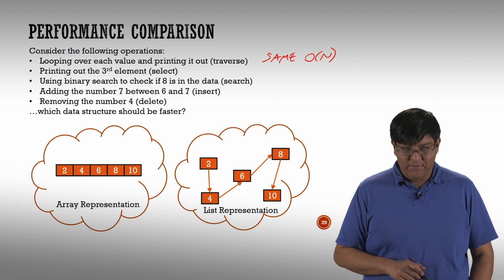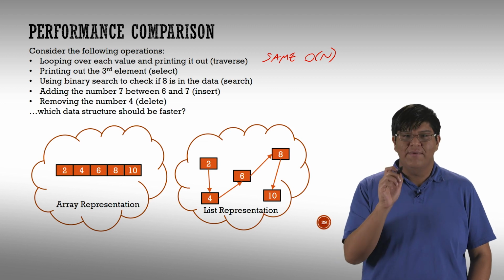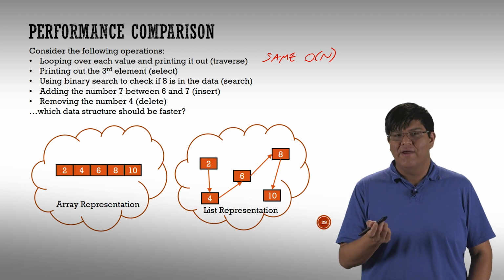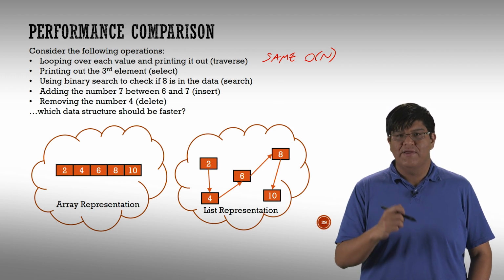All right, printing out the third element, so the selection problem. Printing out the third element, let's see. For an array, can you guys try to guess, what is the big O of it? Well, for an array, it's constant time. Just data of 3 gets me there instantly.